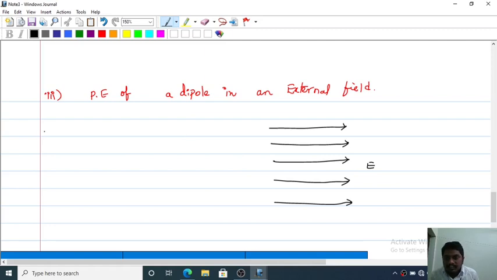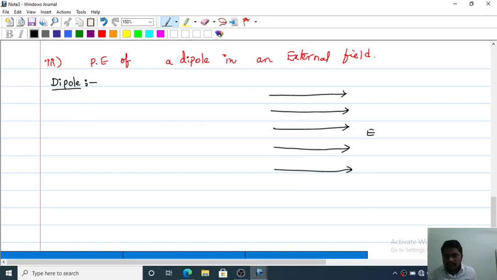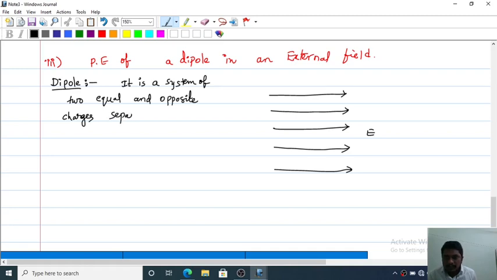So what is a dipole? First we have to know what is a dipole. A dipole is a system of two equal and opposite charges separated by a small and finite distance.